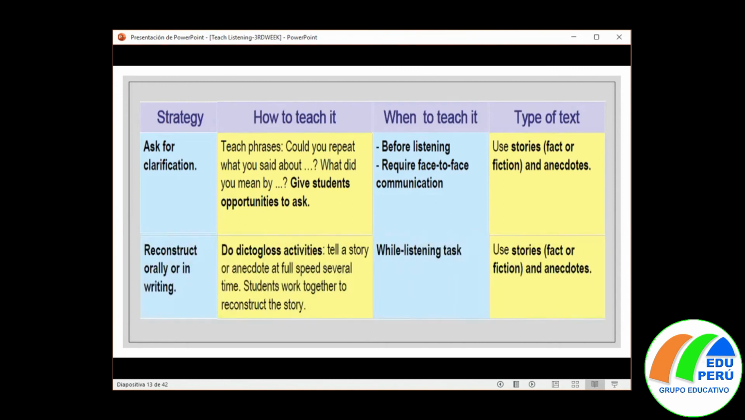Reconstruct orally or in writing. Do Dictogloss activities. I don't know if you have heard this activity, Dictogloss. Tell a story or anecdote at full speed several times. Students work together to reconstruct the story. Dictogloss is similar to a dictation. Dictation, right? This is the Dictogloss.